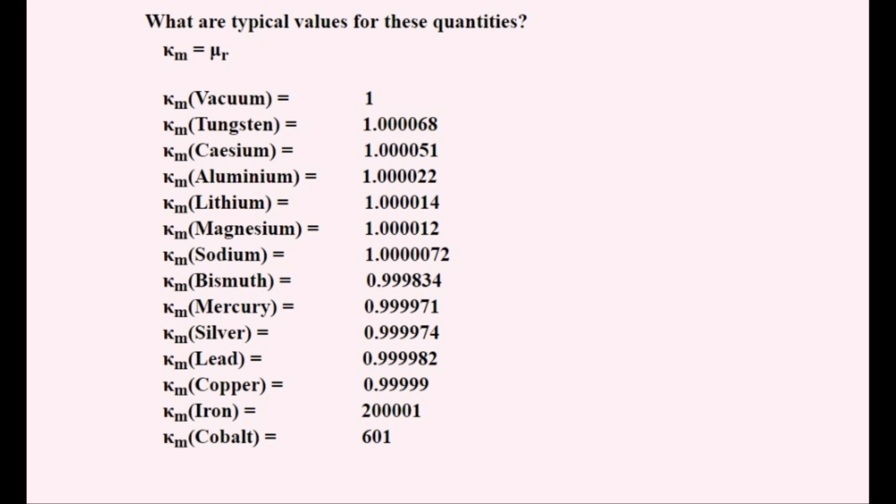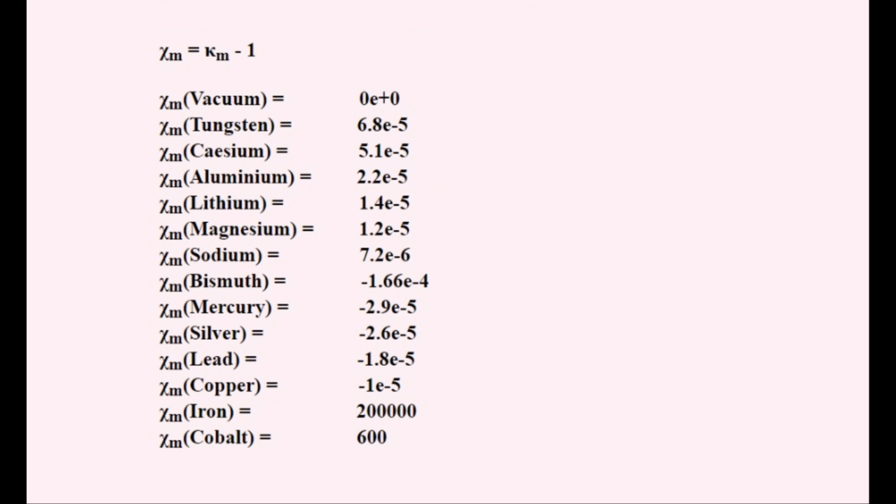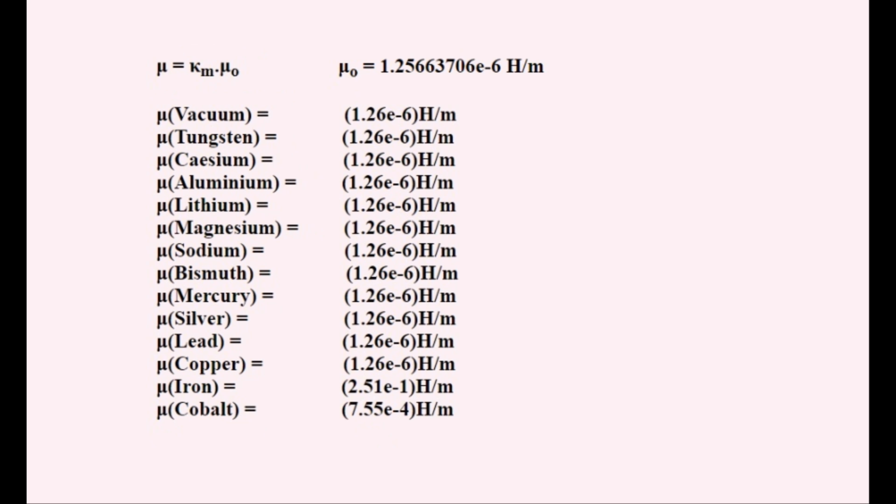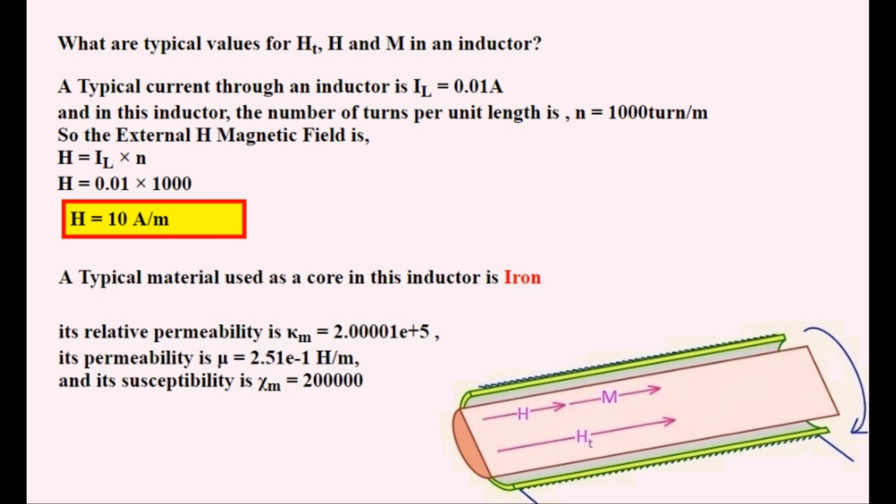Most of them are very nearly equal to 1. Iron, which is a strongly magnetic material, has a very large value. Here are typical values for susceptibilities for the same materials, most of which are very close to 0, with only iron and cobalt having large values. Here are the values for the permeabilities of these same materials, most of which are nearly equal to the permeability of free space. Here are some values of these quantities as found in a typical inductor.